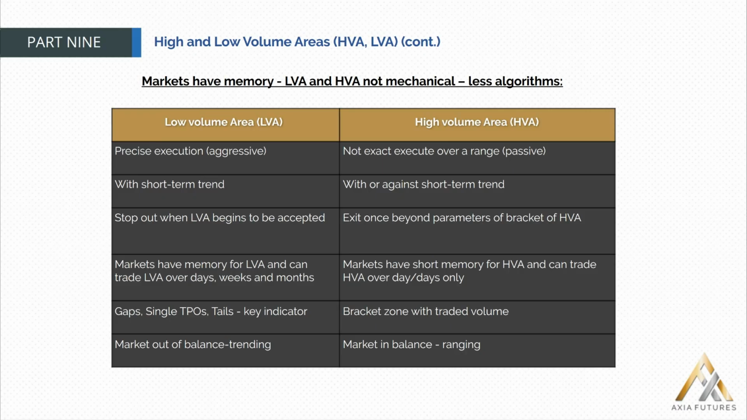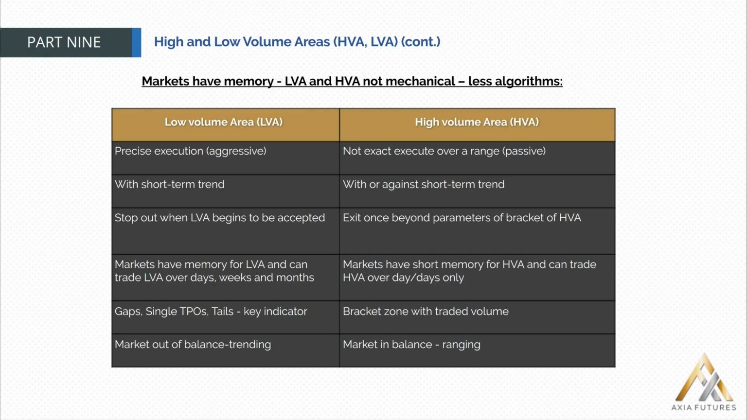In comparison, in a high volume area, we expect to see a lot of two-way trade being facilitated between buyers and sellers, and as such, the area in which you need to execute is far bigger, and you need to be far less aggressive and more passive on entry. Then, note, in the low volume area, you want to trade with the short-term trend. Where there's a high volume area, you want to either trade with or against the short-term trend.